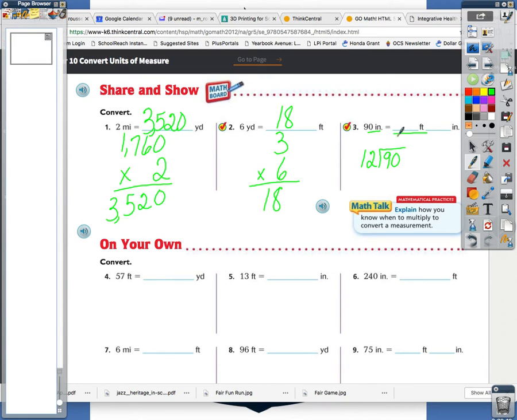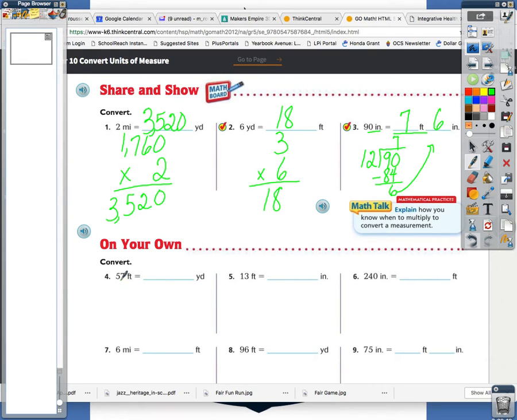And then we divide 12 into 90, goes 7 times. And when we subtract, we get a remainder of 6. So after our division problem, we can see that 90 inches would be a total of 7 feet with 6 inches left over. So our answer would be 7 feet, 6 inches.